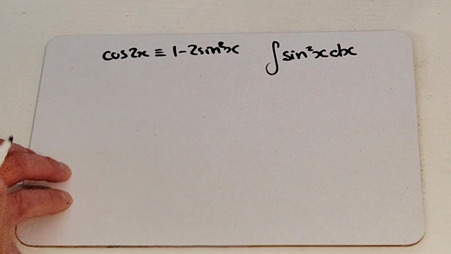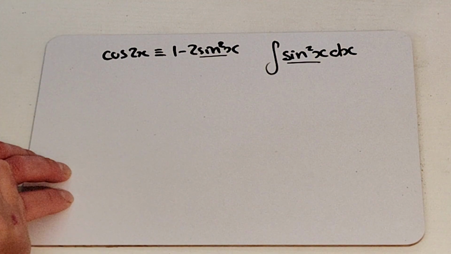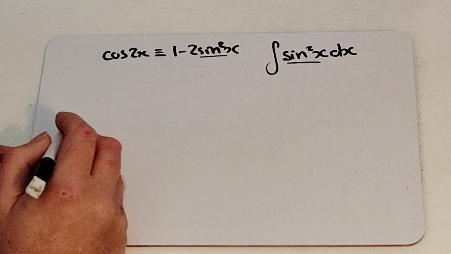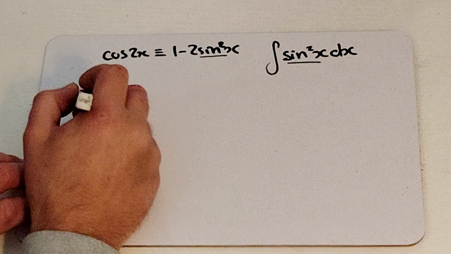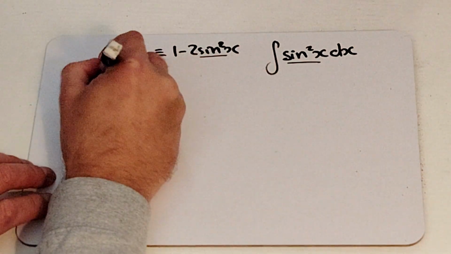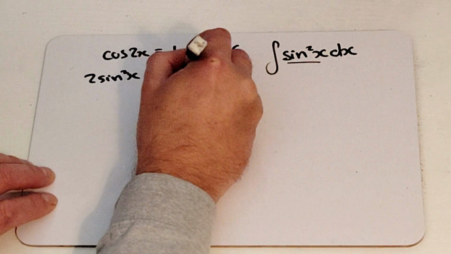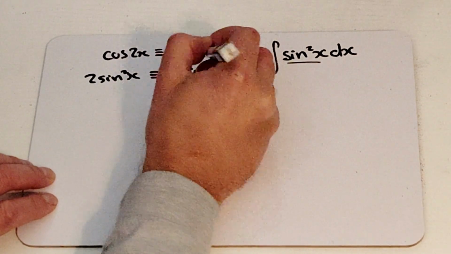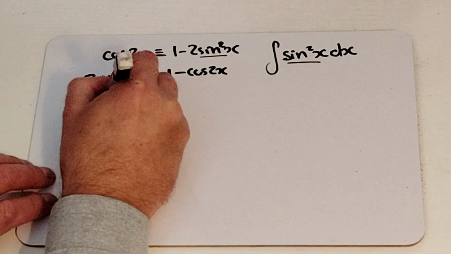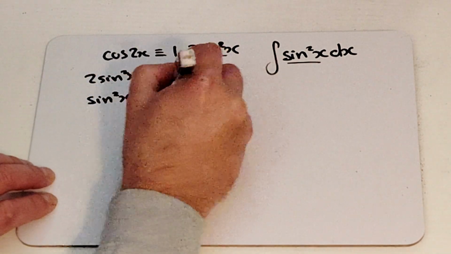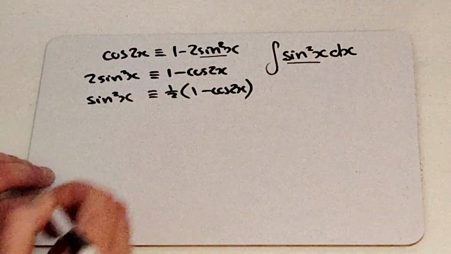Now obviously I've chosen this one because it has the similarity of the sine squareds that we're after. So if we rearrange the identity, I'm going to subtract cos 2x from both sides and add 2 sine squared x. So I get 2 sine squared x is equivalent to 1 minus cos 2x. And just multiply through by a half and I get what I want on the left hand side. Sine squared x is a half brackets 1 minus cos 2x.